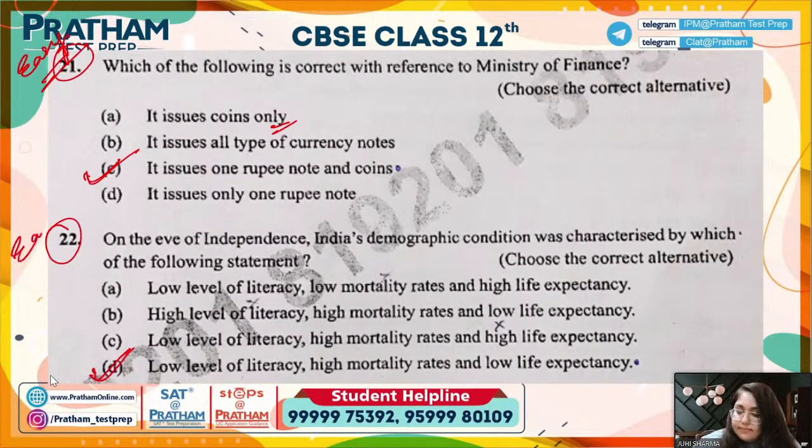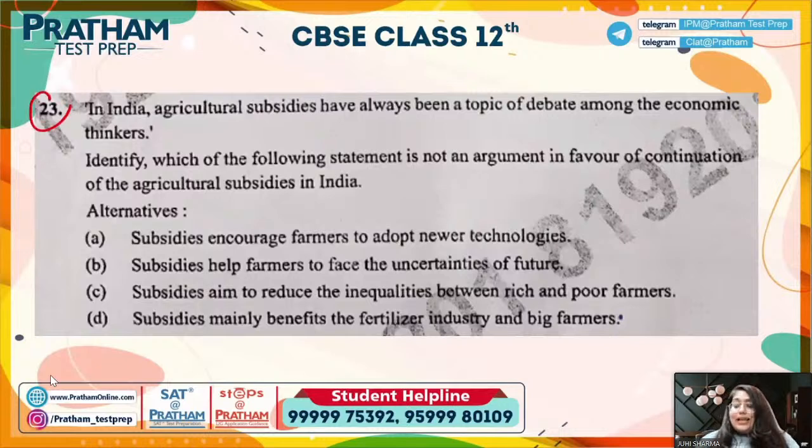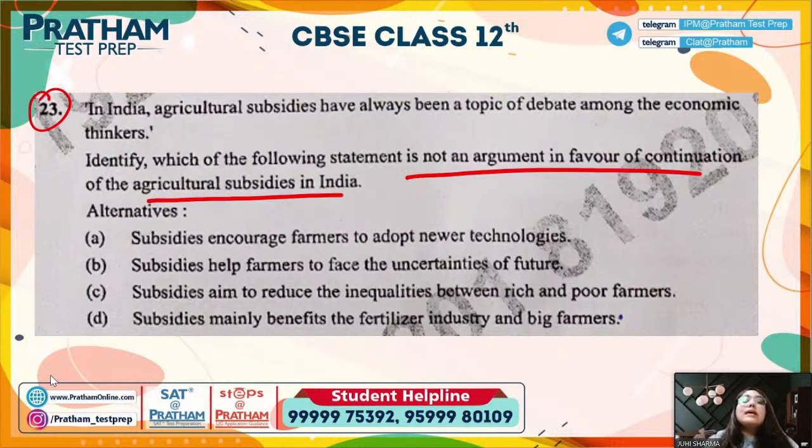Again, a very easy question, right? Now moving on to question number 23 we have, in India, agricultural subsidies have always been a topic of debate among the economic thinkers, right? And with reference to the statements given, you have to identify which of the statements is not an argument in favor of continuation of agricultural subsidies in India, right? So कौन सा argument जो नीचे दिया हुआ है, it is not in the favor of that.